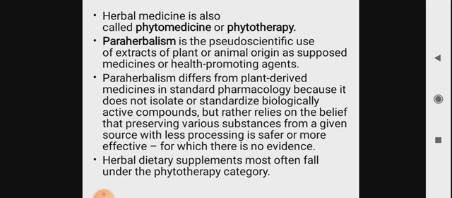Nutraceuticals or herbal dietary supplements are used again to prevent, mitigate, or treat diseases or disorders. Herbal dietary supplements or nutraceuticals also come under the category of phytotherapy or phytomedicine.